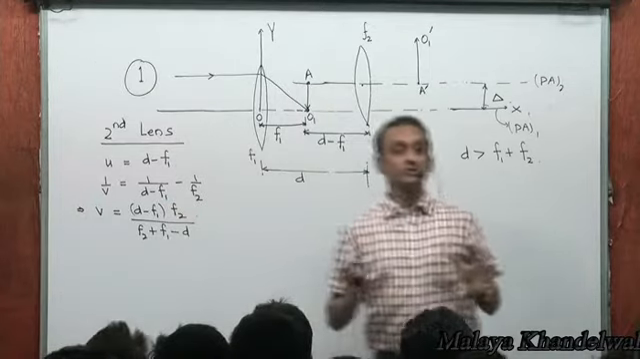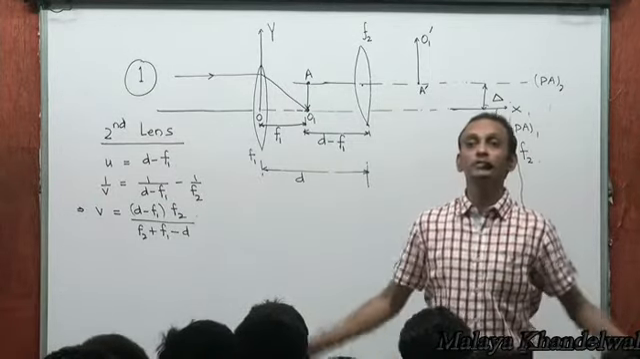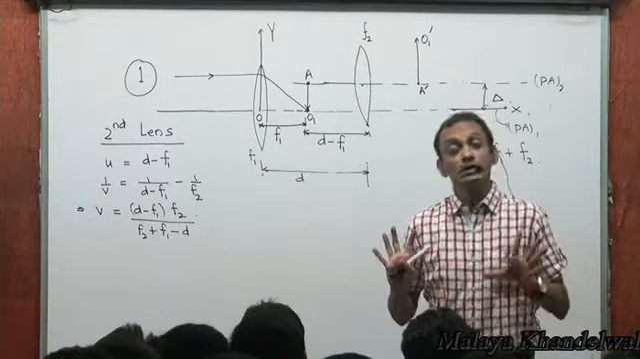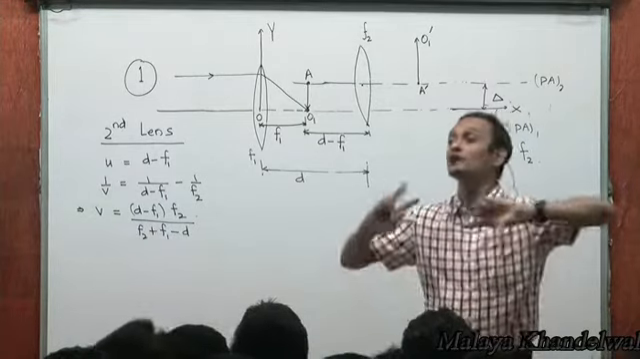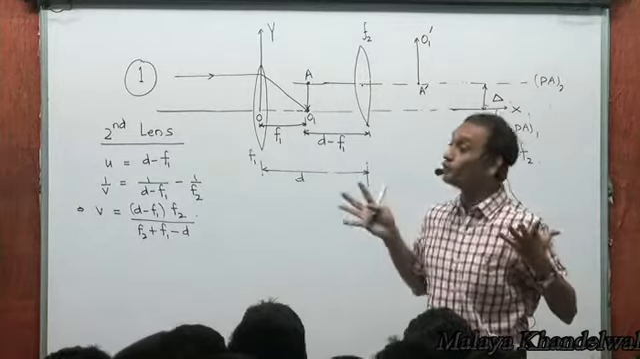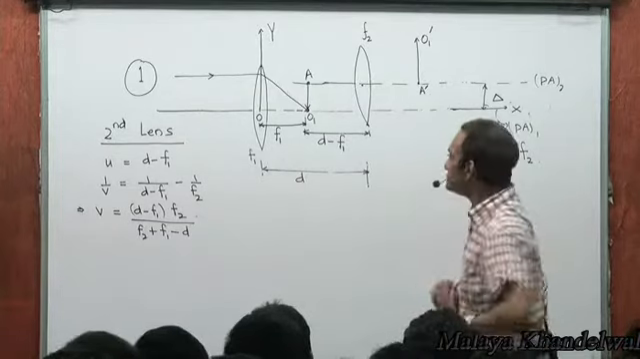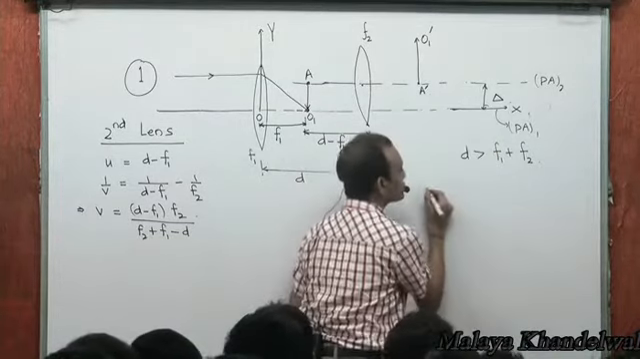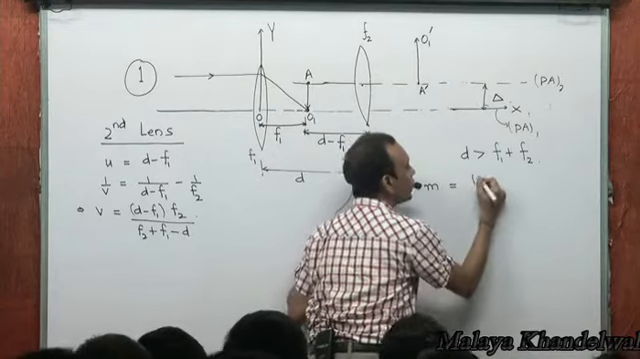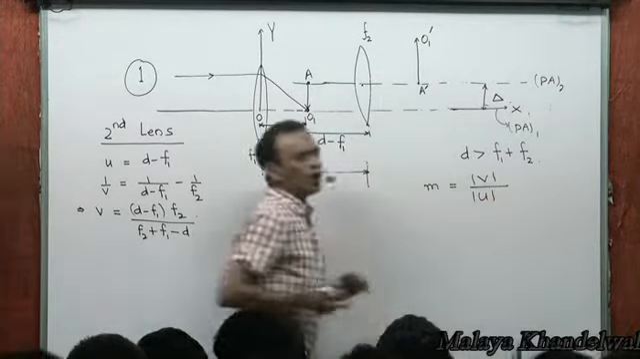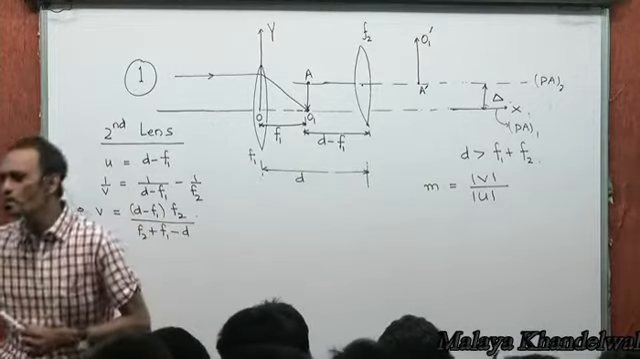Now, in my scheme of things, I would always look upon magnification as a magnitude, right? I would not draw clues from the sign. So we would always look upon magnification as mod V by mod U. So magnification produced by this system is mod V divided by mod U. Mod U is the same as U because U is positive.